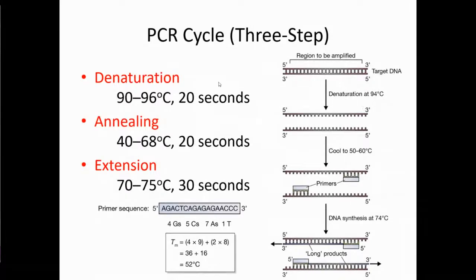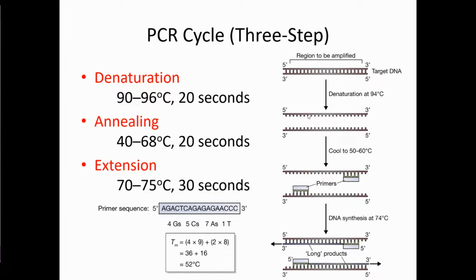So you need to have the denaturation, and once you denature the double helix DNA, then you cool down the temperature to 50 to 60 degrees. This depends on the annealing, the melting temperature. We will discuss this further later. I think we mentioned the melting temperature in chapter 1. That is the temperature at which, in the population of a DNA molecule, 50% is single-stranded DNA and the other 50% is double-stranded DNA. We call that the melting temperature.